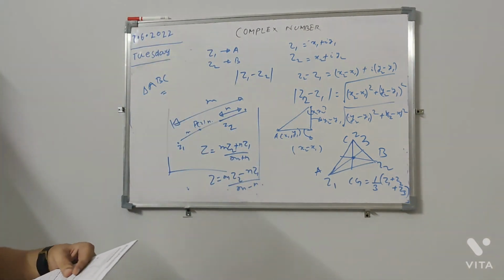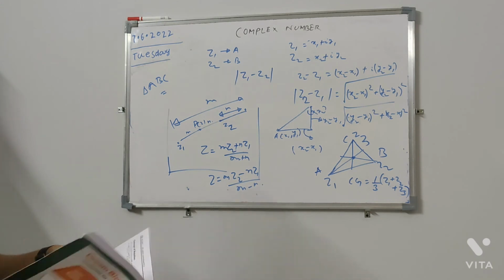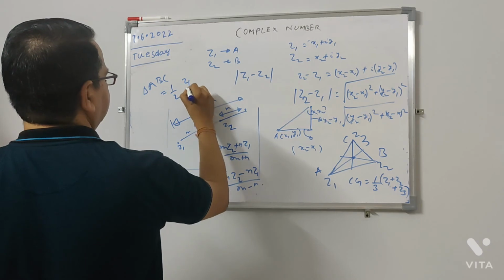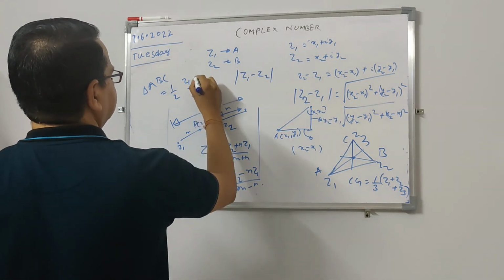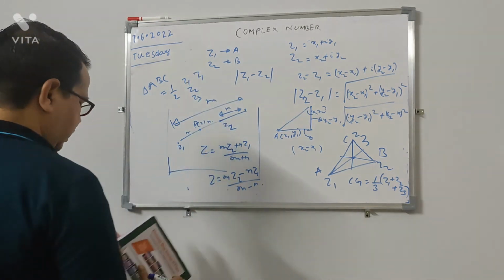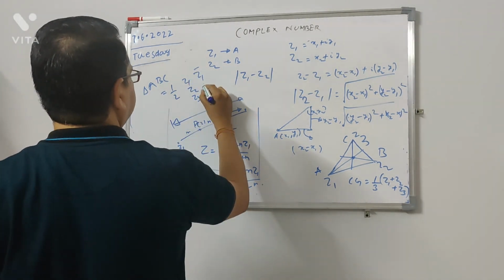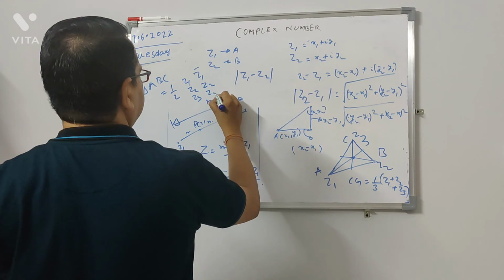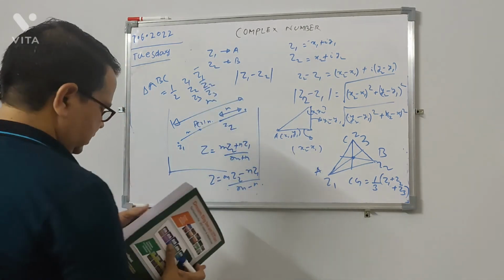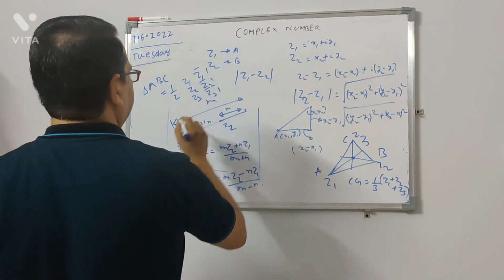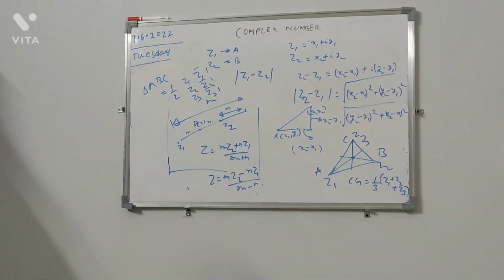So the area of this triangle ABC is equal to half times the determinant of z1, z2, z3, then the conjugates z1, z2, z3, and then 1, 1, 1. So it is the determinant.